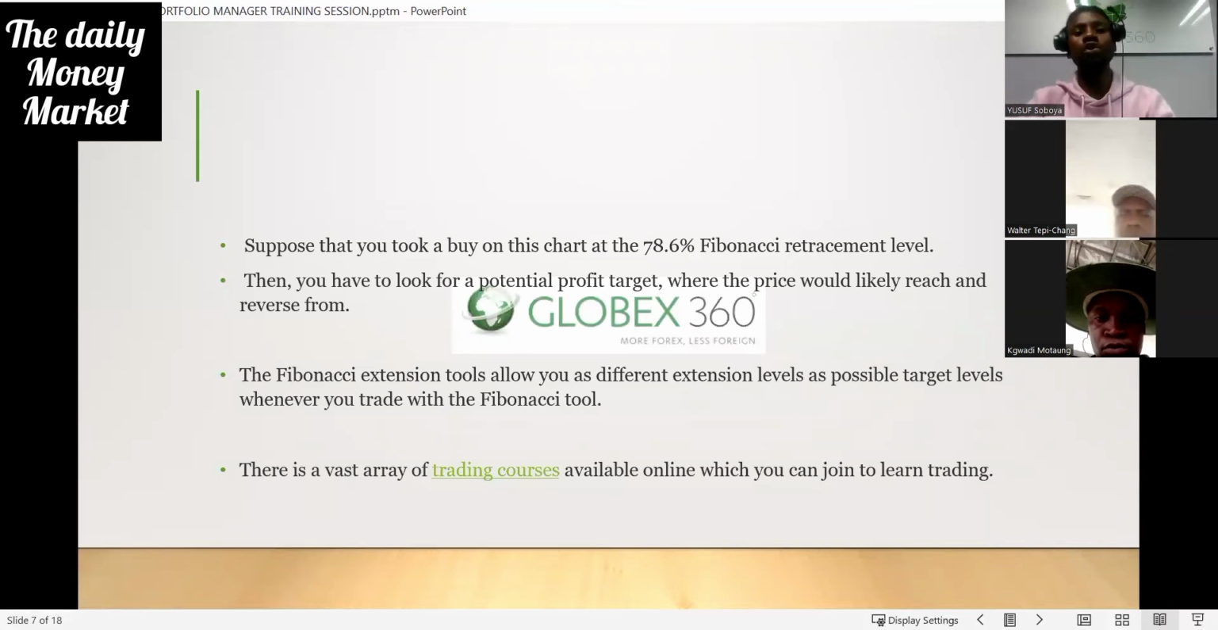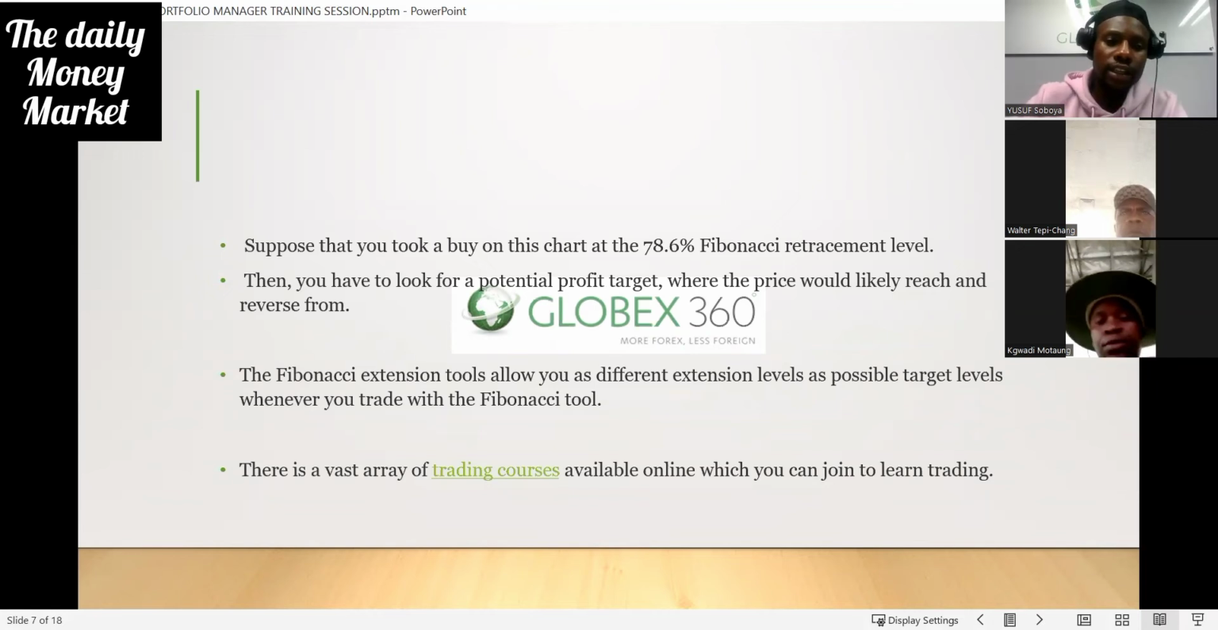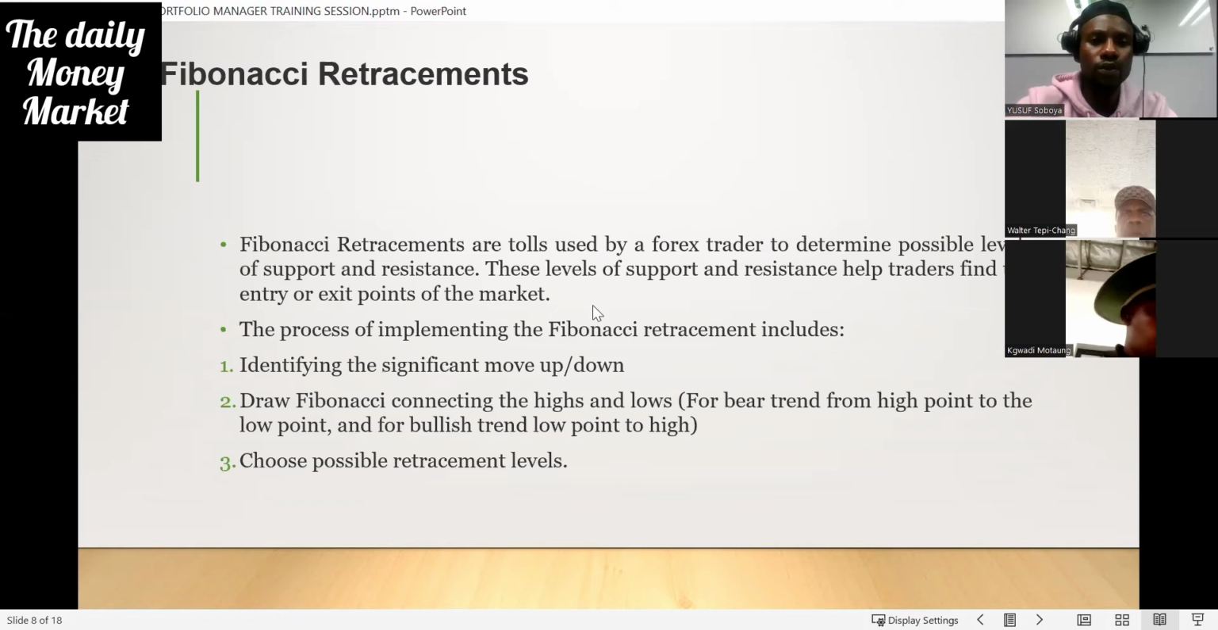Suppose you took a buy on this chart, the one that we just saw, using a Fibonacci retracement level. Then you have to look for potential profit targets where the price would likely reach and reverse from. The Fibonacci extension tool gives you different extension levels as possible targets whenever you trade with the Fibonacci tool. There is a vast array of trading courses available online, so you might find another Fibonacci.